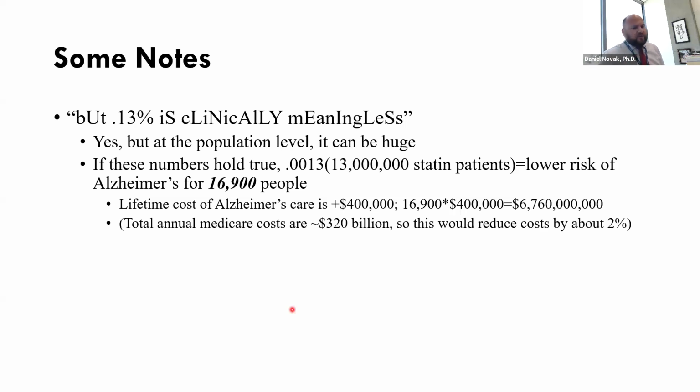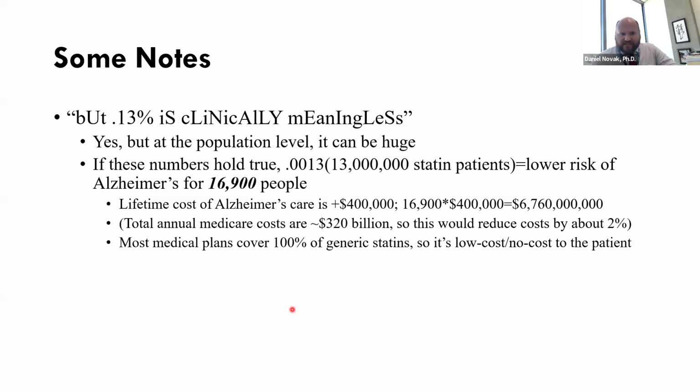It's a drop in the bucket, about 2% of Medicare overall across every year's Medicare budget. But 2% is 2%, right? We can use that 6.76 billion. That can hire a lot of people. It can pay for a lot of goods. It can pay for a lot of medications. And most medical plans cover 100% of generic statins. So it's low cost to no cost to the patient, pretty much.